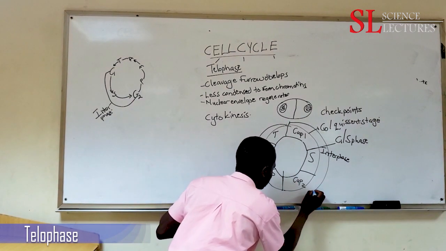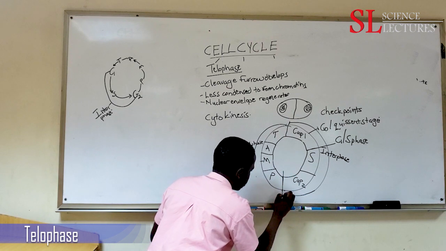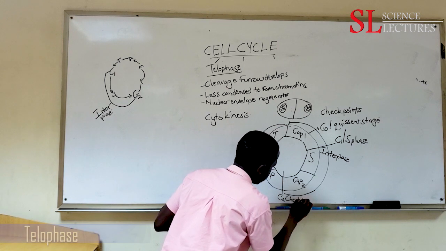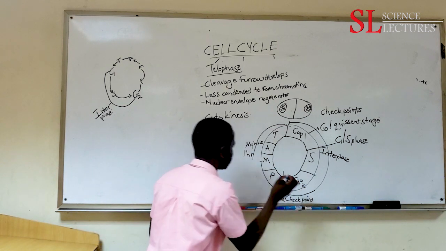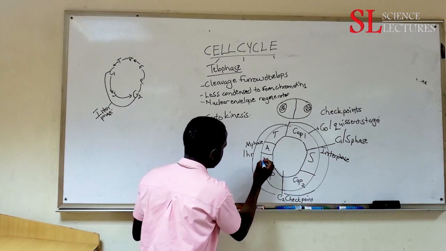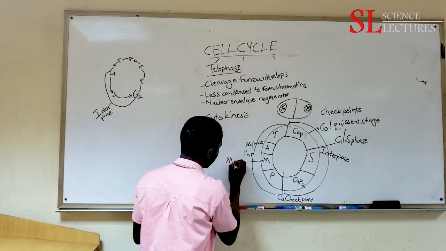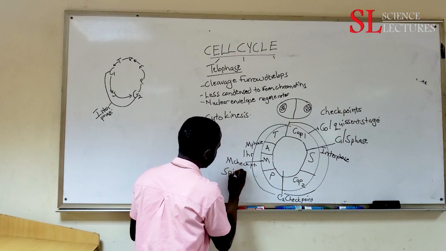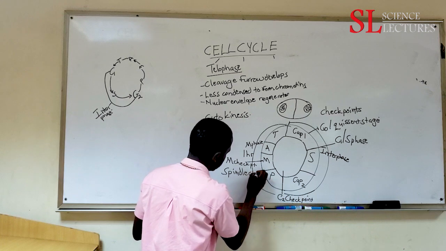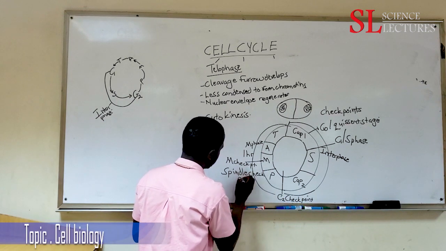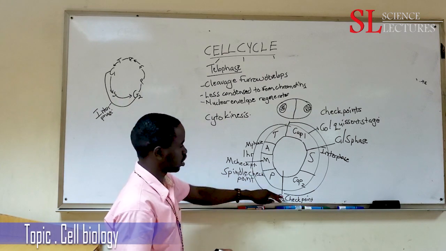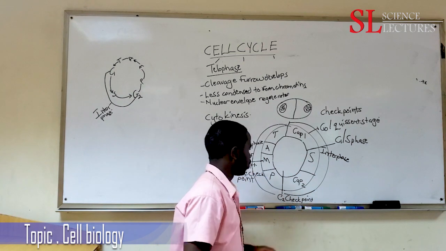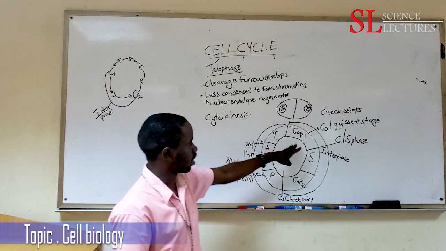Then from the G2 phase, we have another checkpoint here. The G2 checkpoint. Then the other last checkpoint is at metaphase, what they call the end checkpoint. If not the end checkpoint, other texts call it the spindle checkpoint. We are going to see what happens at these various checkpoints and what happens if those checkpoints are not fulfilled. So that is it for the cell cycle.